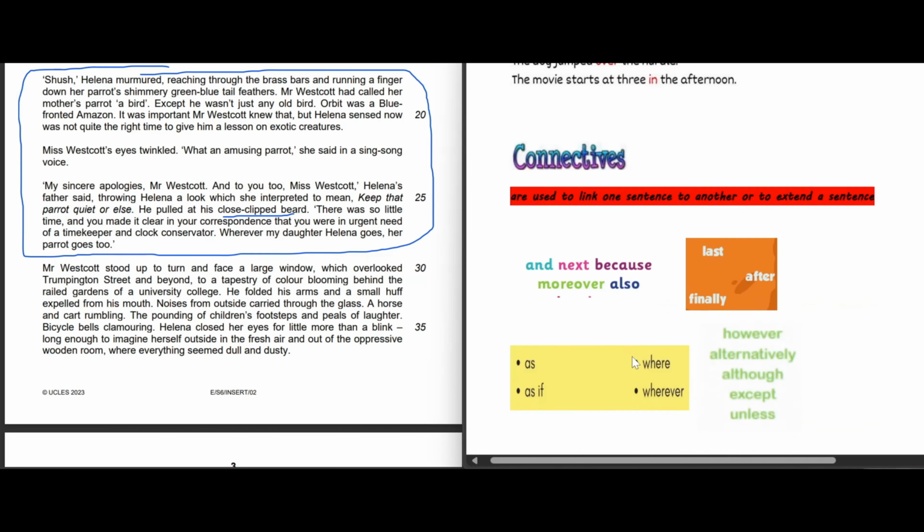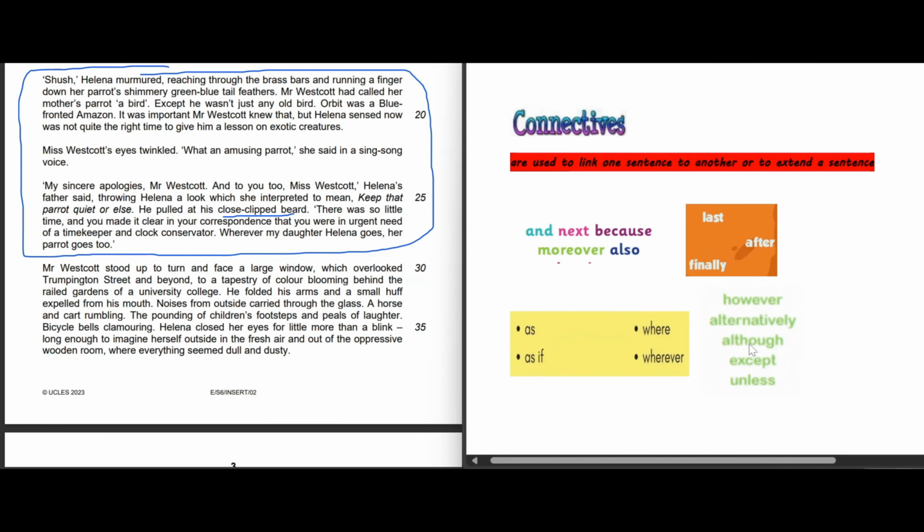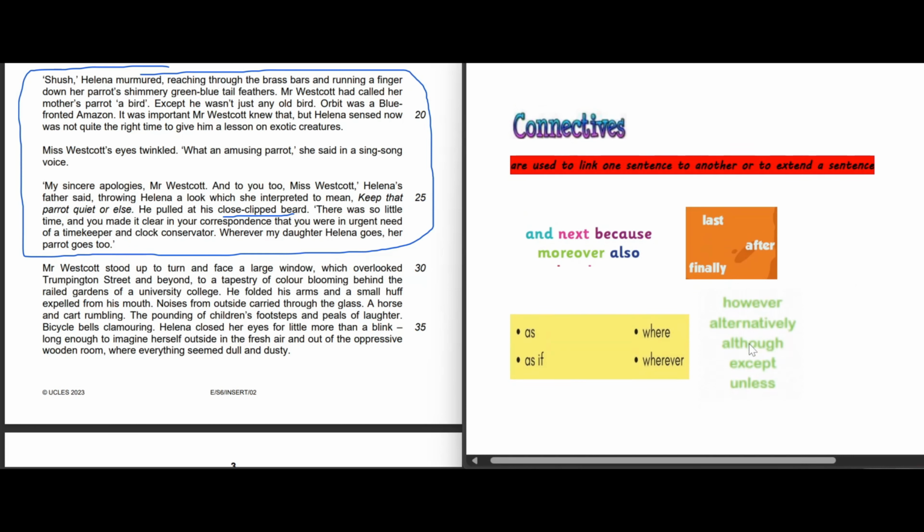Now what about connectives? Connectives are used to link one sentence to another or to extend a sentence. These are examples of connectives: and, next, because, moreover, also, last, after, finally, however, as, unless, and so on. Okay, so let's move back to our question.